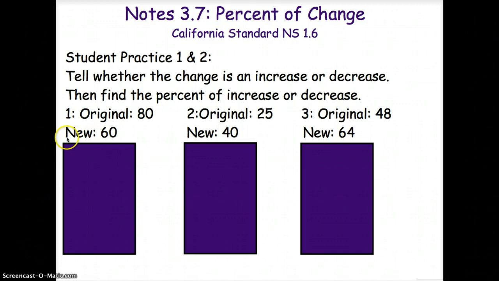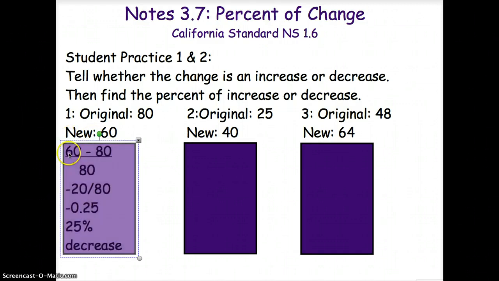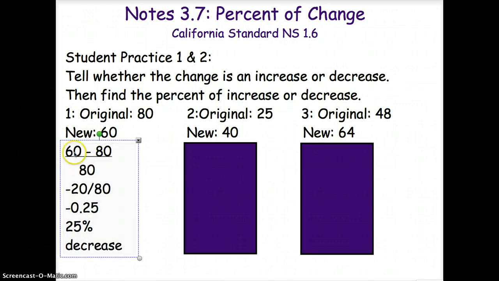Hopefully you start with your formula. New minus old over old: 60 minus 80 over 80. That becomes negative 20 over 80, or negative 2 over 8, or negative 1 over 4. Again, remembering that negative sign. Right away, when you see that negative sign, you know it's going to end up being a decrease. Turn it into a decimal, and we get negative 25/100, which is a 25% decrease. Notice again, since I said the word decrease, I don't need my negative.